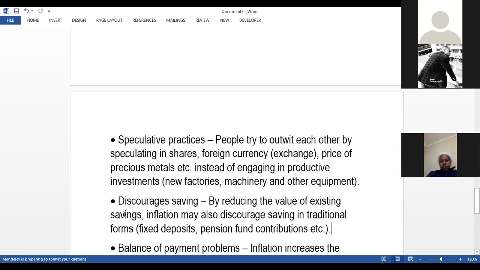Inflation also discourages savings in traditional forms such as fixed deposits, pension fund contributions, and any of the savings packages found within the economy. Savings are an important function of the economy. We're going to be looking at savings from the macroeconomic perspective when we do the economic models, and you'll see how savings contribute to an economy. Whenever there's a discouragement in savings, it means that a part of the economy is going to be affected.